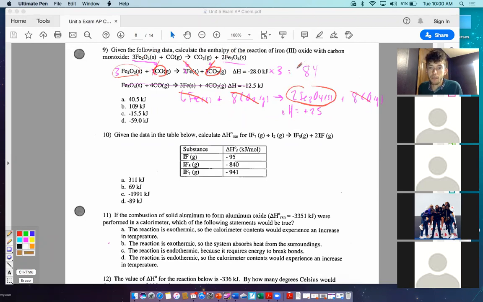So I now know that by adding these 2 steps, I get my overall reaction. I need to add negative 84 plus 25, and that will of course get me negative 59. So that is the answer.